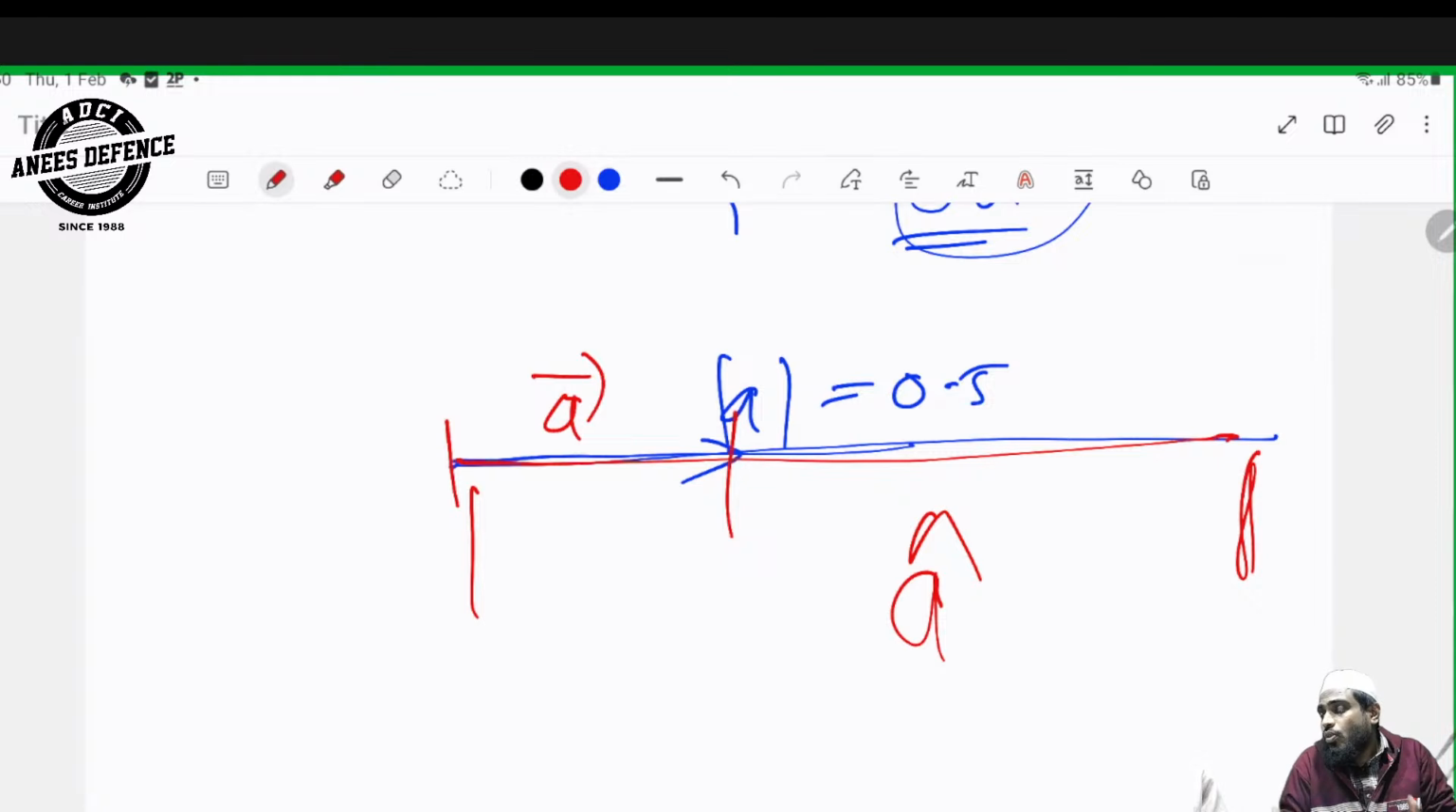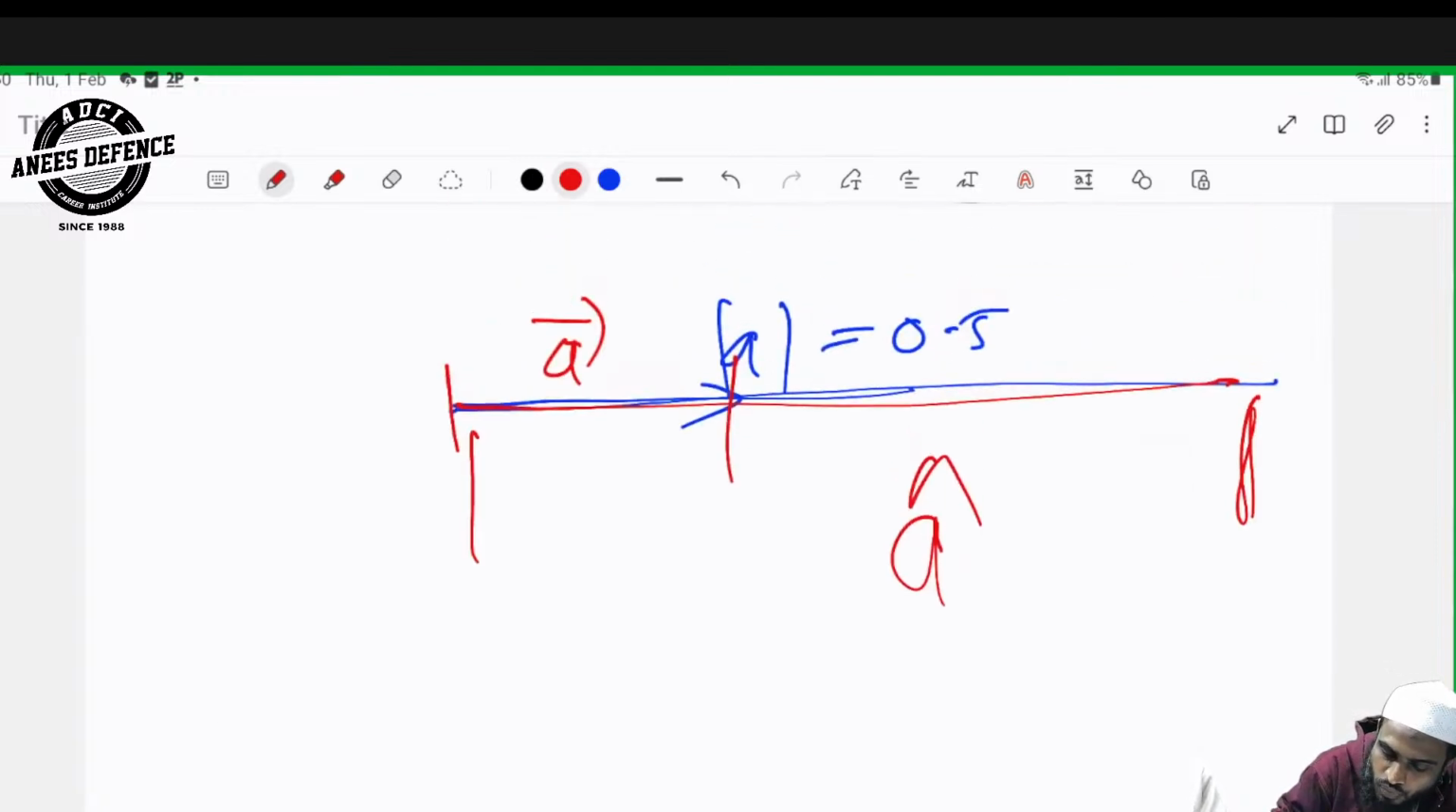Vector magnitude cannot always be said to be greater than 1. It can be less than 1. It can be greater than 1. If it is greater than 1, you have to reduce the length. If it is less than 1, you have to increase the length. Understood? Yes. So anyway, this is the important formula.